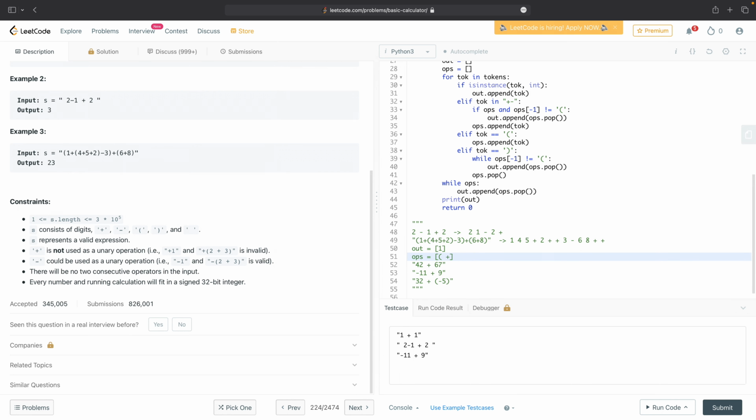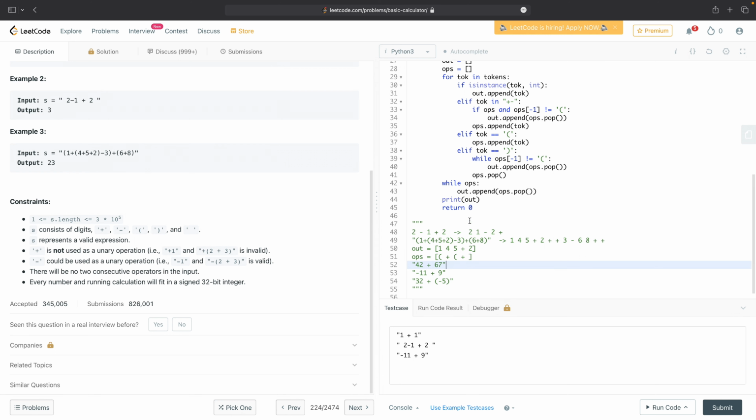I see another open paren. So I put that on. I see a 4, so that goes on my numbers. I see a plus, so that goes on here. I see a 5, so that goes on my numbers. I see a plus, so I take the plus off there, move it over here, and put the plus on here. I see a 2, so that goes over here.